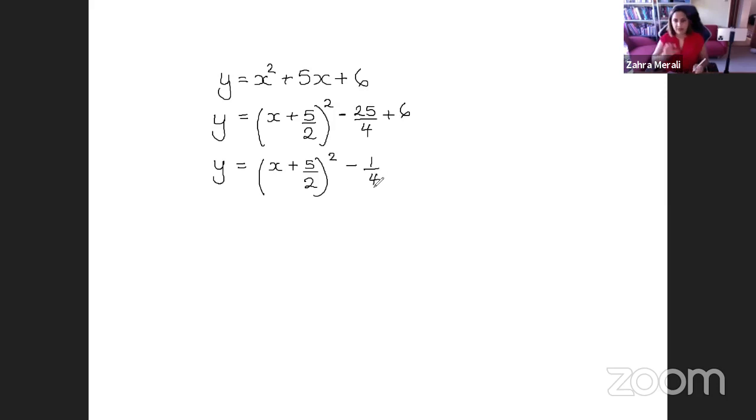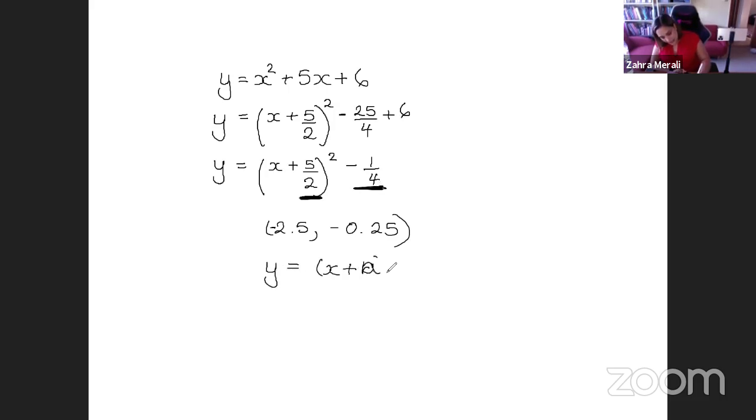Now, if you remember, the minimum point that we had was minus 2.5, minus 0.25, which is the same as, you can see here, 5 over 2, and a minus a quarter. So when you put something in completing the square form, x plus a squared plus b, your minimum point or your maximum point is always minus a, b.